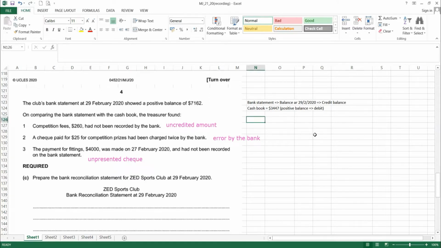Okay. Here, Z Sport Club Bank Reconciliation Statement at 29 February 2020.